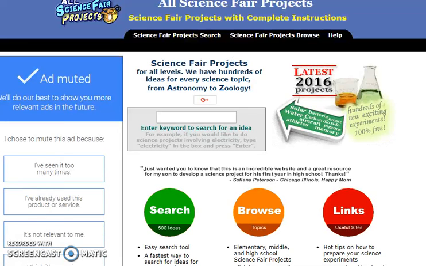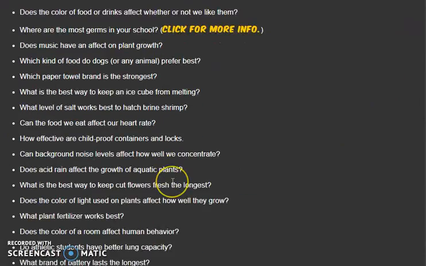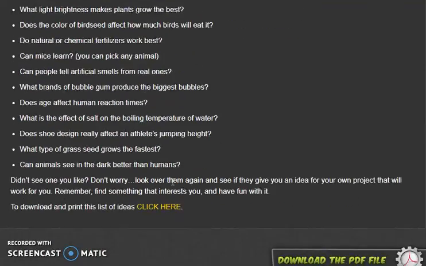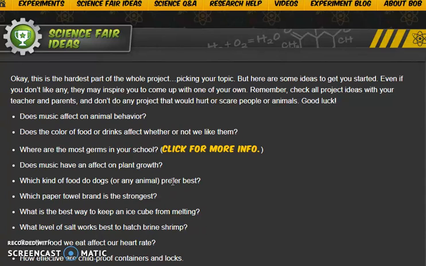The first one, allsciencefairprojects.com, has a search option. You can type in any keyword that you need to find a project idea for. You can browse by topics, and then they have some links to other useful sites. There's also Science Bob, and in Science Bob, they have a list of possible questions that you could use to guide your experiment. So you could pick a question and either use it just as is, or you could tweak it and change it to something you're more interested in, but it gives you a good idea of what an experiment is.